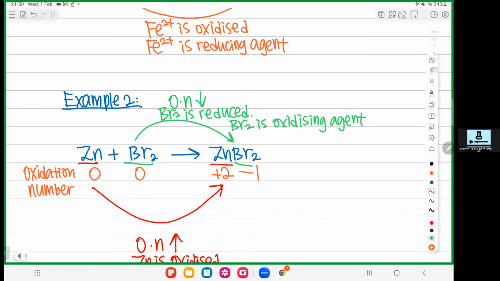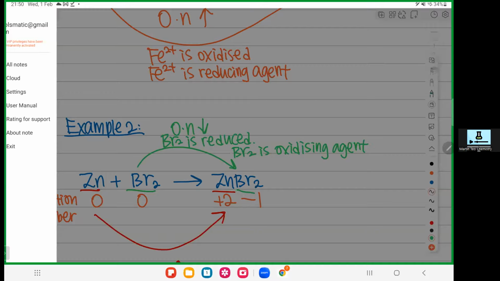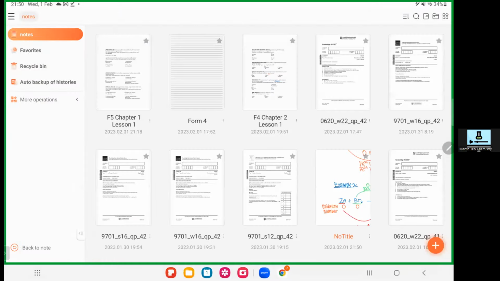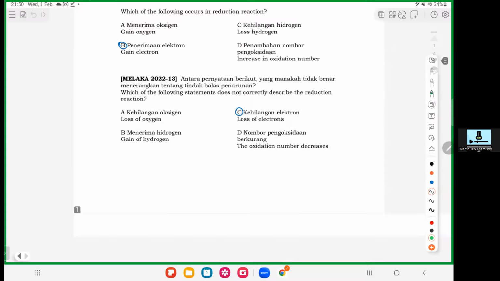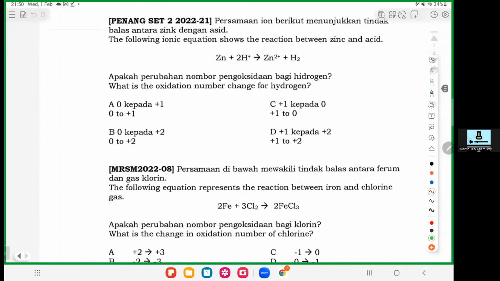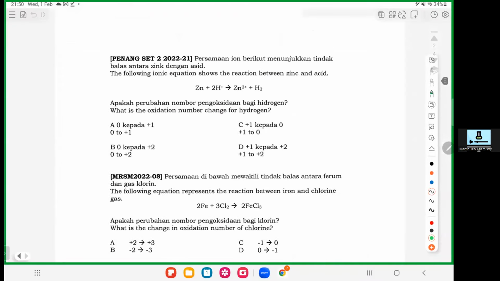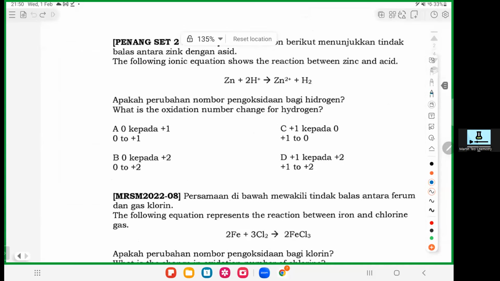Okay. So to finish off today's lesson, let me show you the trial exam paper so that you can see exactly how to apply. I will do 2 questions with you, then we are all done with today's lesson. So 1 question from Penang, 1 question from MRSM. Both are trial exam questions, which are good quality questions.